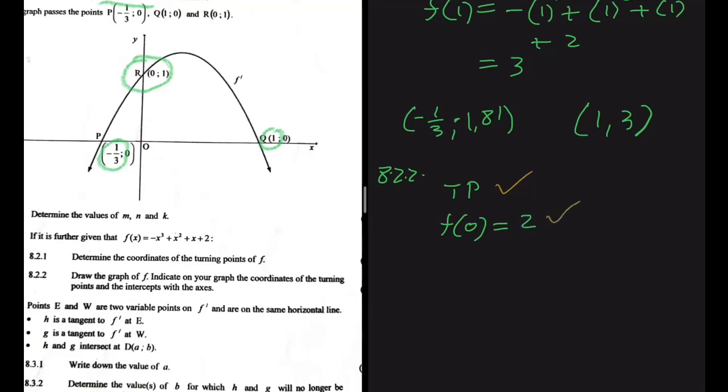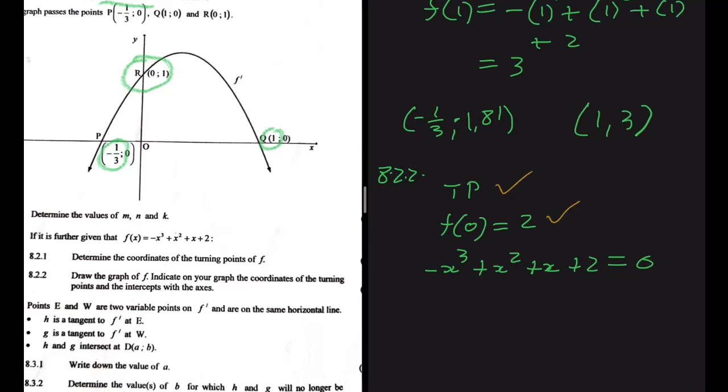So we have figured out the y-intercept. Now let's look for the x-intercept, right? So we have minus x to the 3 plus x squared plus x plus 2 being equals to 0, right? So what's happening here? We're supposed to solve for x, right?